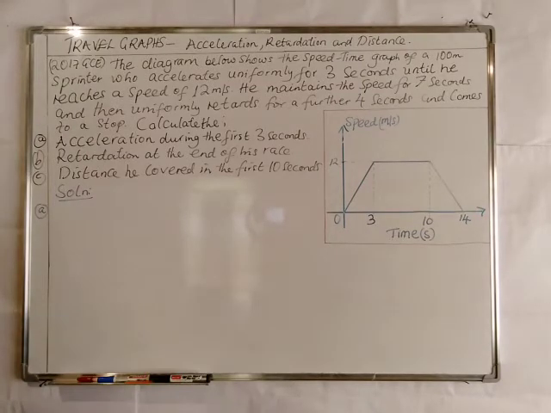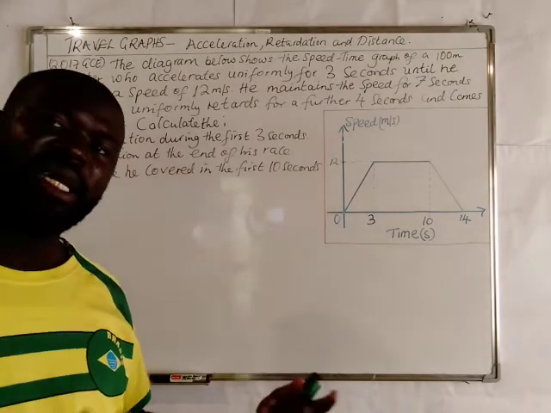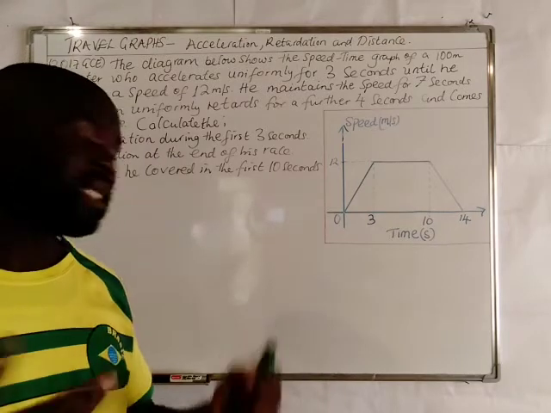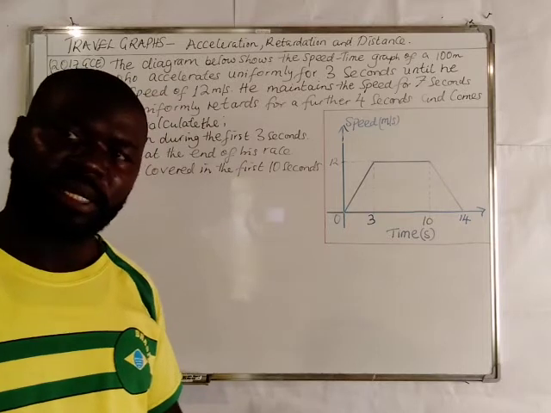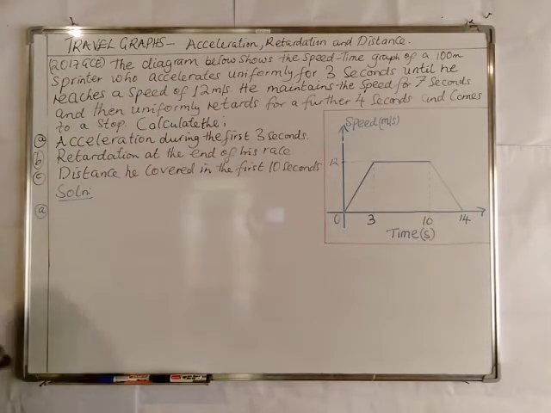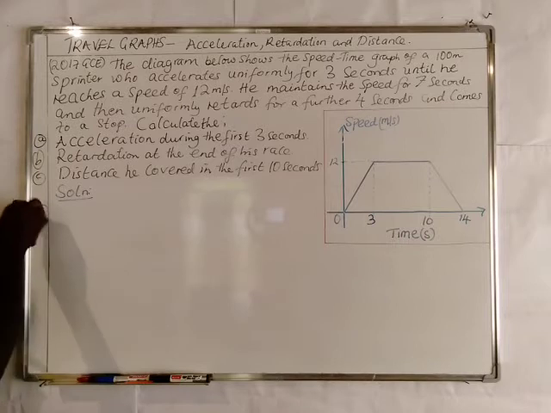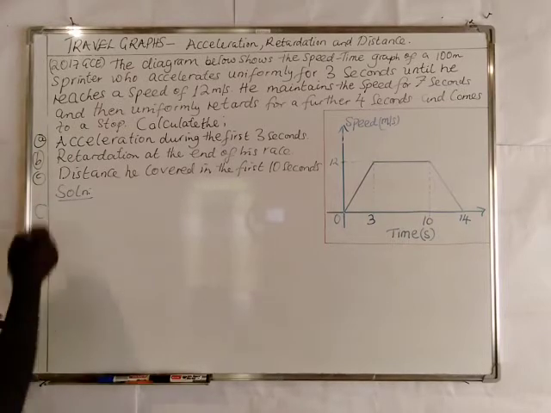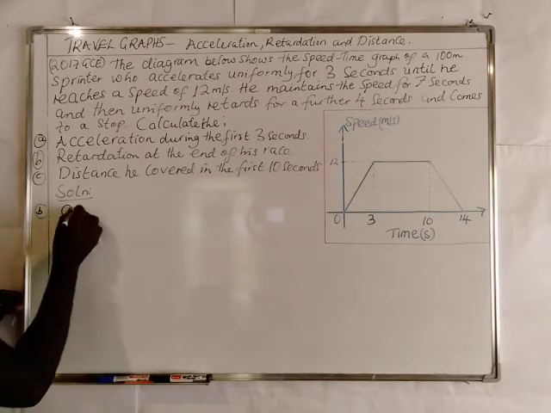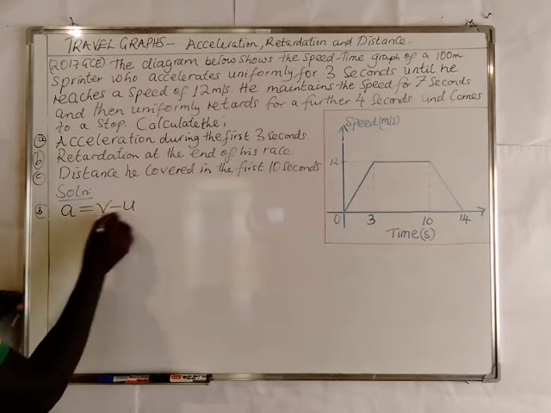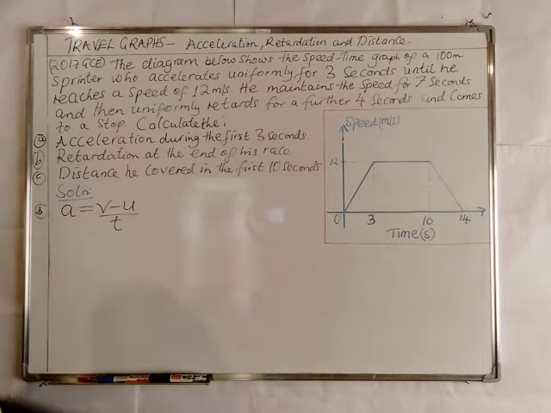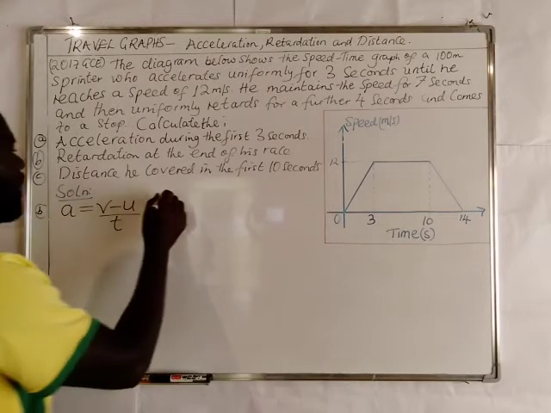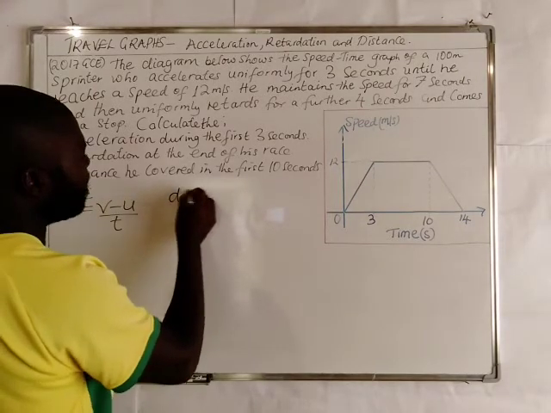B, again, we are told to look at the deceleration of this sprinter. The deceleration, in other words, is called the retardation of the sprinter. So again, looking at B, the formula that we use for deceleration is basically the same one that we use for acceleration. But this time around, it will give us a negative value. So again, let's collect the data.